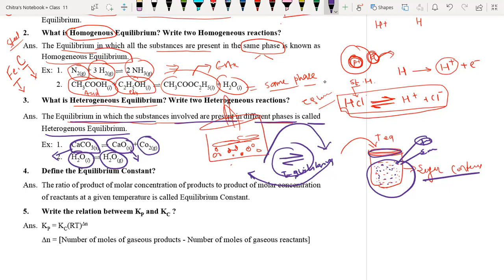Okay, what is equilibrium? When the rate of forward reaction, forward means any reaction which proceeds from reactant to product, is called a forward reaction. But when the reaction proceeds from product to reactant, then it is called a backward reaction. So it is the state at a constant temperature when the rate of forward reaction becomes equal to the rate of backward reaction. It is called chemical equilibrium.